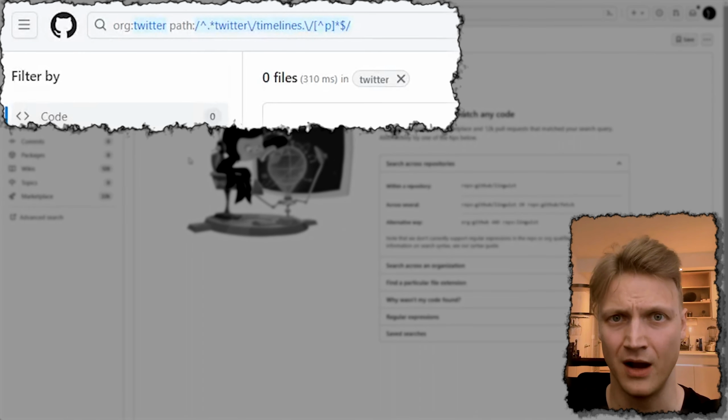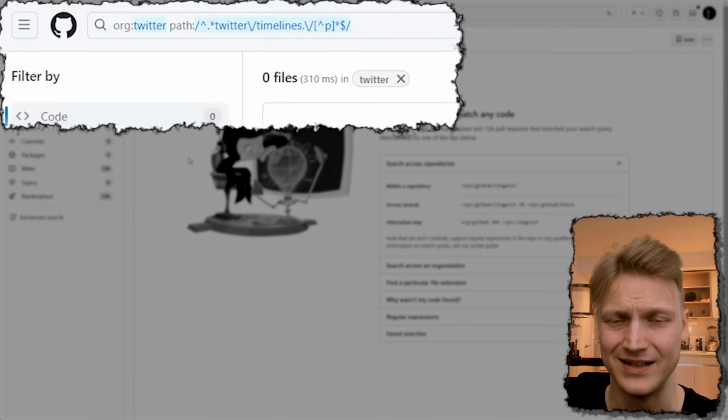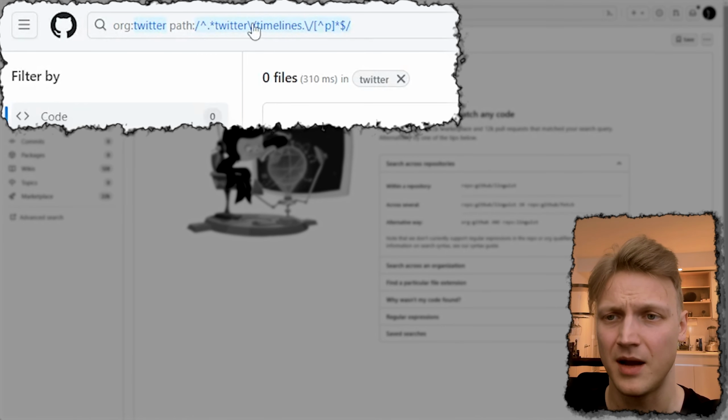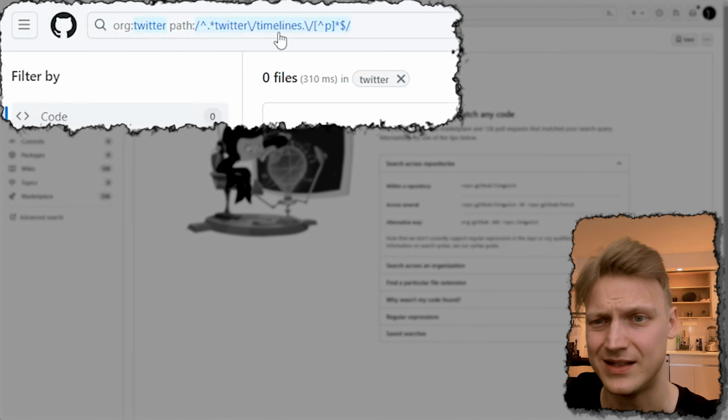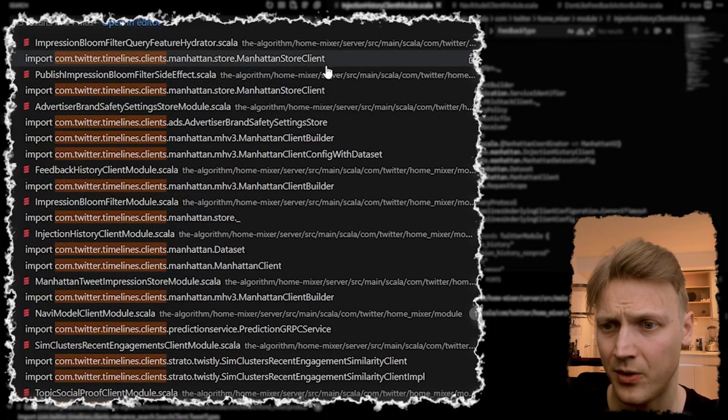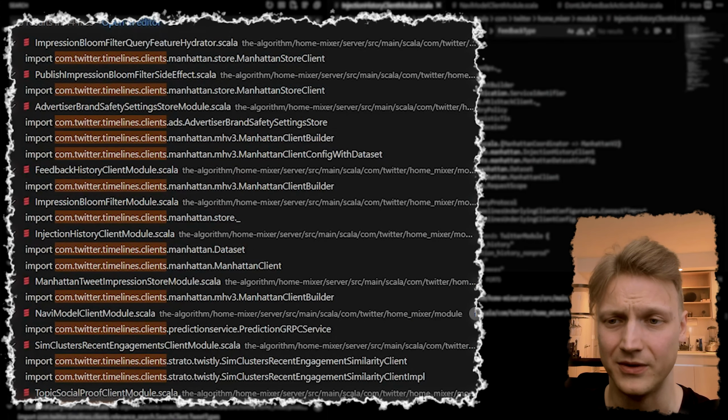What they've also forgotten to share with the world is this timeline service, and I'm excluding a couple of things here in the search box that aren't relevant using a regular expression. This is another name of it, and if you search through the repository, there's a bunch of import statements used all over the place, pointing to various clients for data retrieval from external systems. You can see things like Manhattan, Search, Prediction Service, SimClusters. All of it is in there.